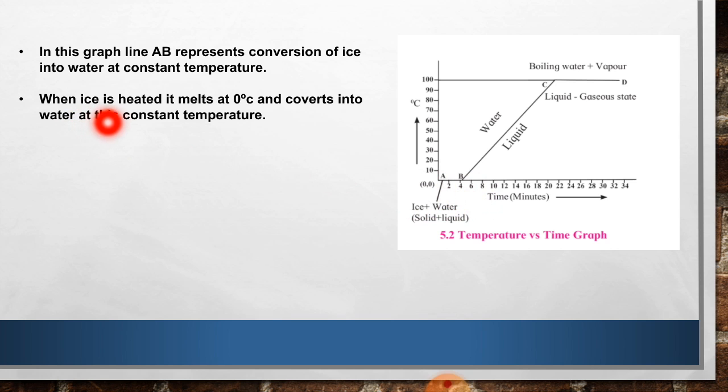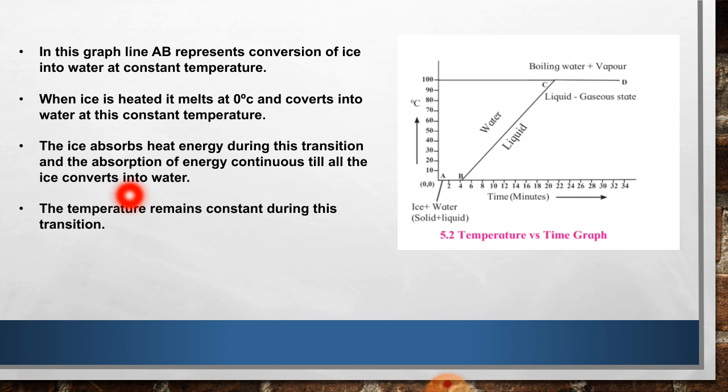So when ice is heated, it melts at 0 degrees Celsius and converts into water at this constant temperature. So here what happens? When ice is heated, it melts at 0 degrees Celsius and converts into water at this constant temperature. It gets converted into water. Here you can see it starting to convert into water. Water means which phase? Liquid phase. Yes.